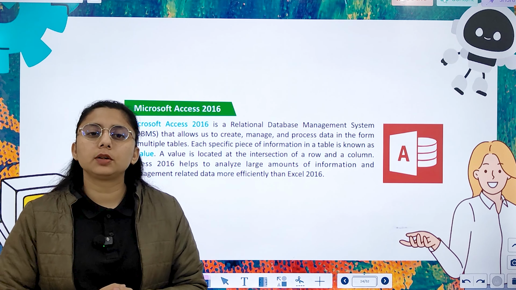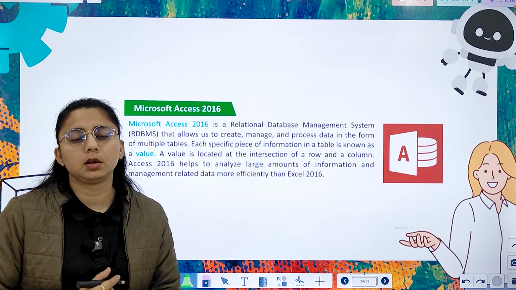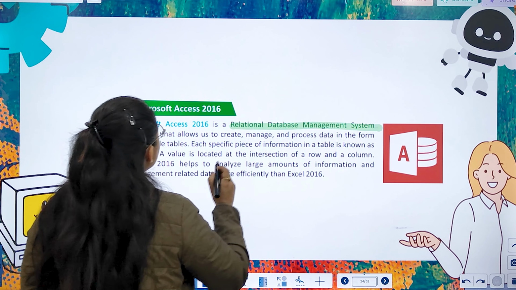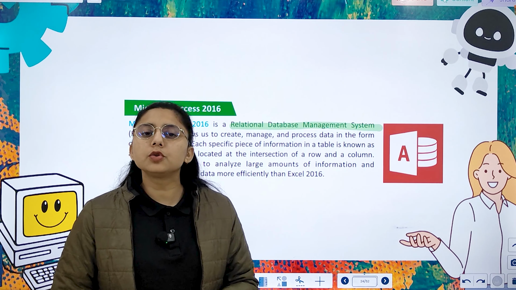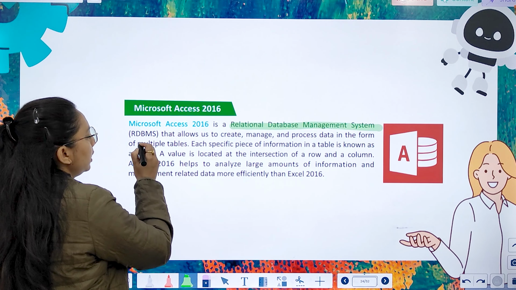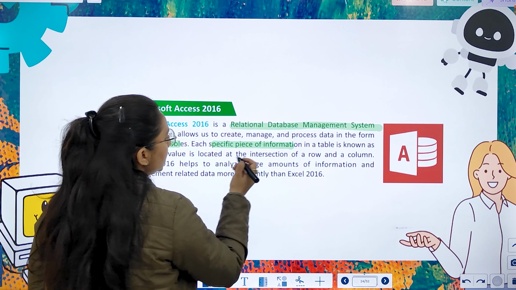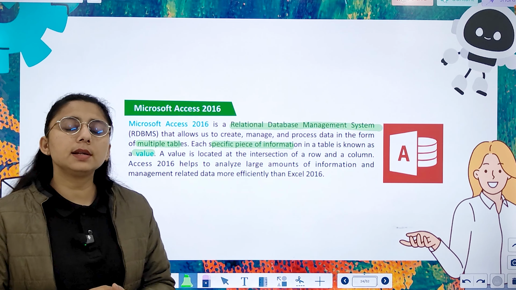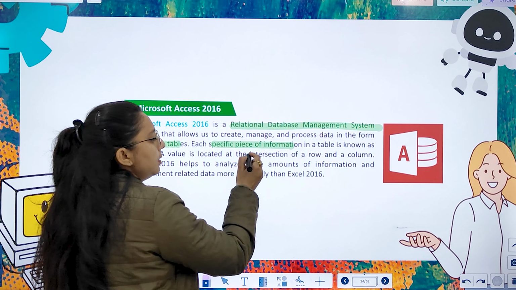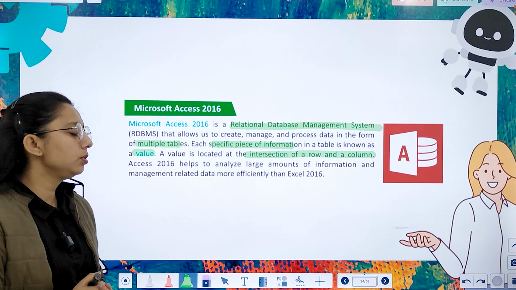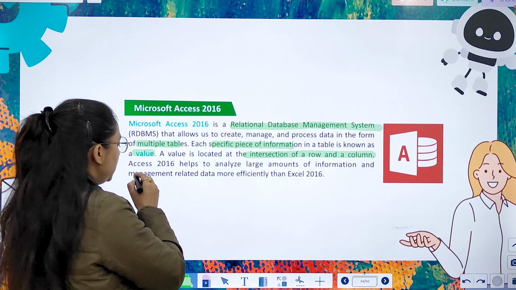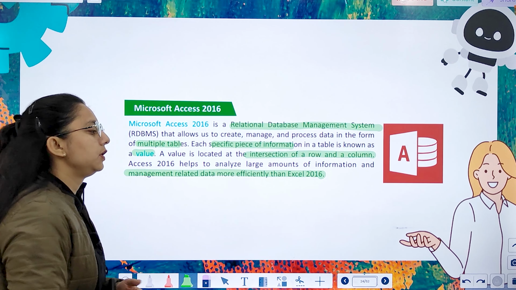Now let's talk about Microsoft Access 2016. So what is Microsoft Access 2016? It is a relational database management system, right? Here you can create, manage and process data in the form of multiple tables, right? Each specific piece of information in the table is known as a value. Where is the value located? It is located at the intersection where your row and column meet, right? So Access 2016 helps us to analyze large amounts of information and manage related data more efficiently than your Excel 2016.